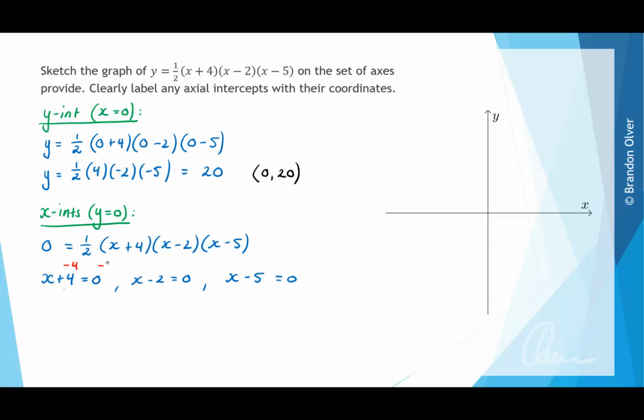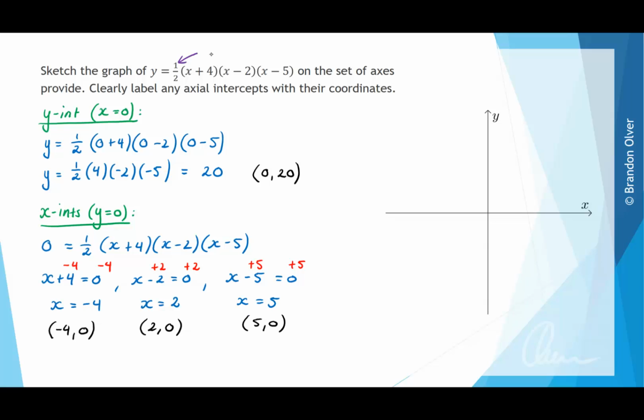Subtracting 4 from both sides of this equation gives x equals negative 4. Adding 2 to both sides of this equation gives x equals positive 2. And adding 5 to both sides of this equation gives x equals 5. Therefore, the coordinates of the x-intercepts are (-4, 0), (2, 0), and (5, 0).